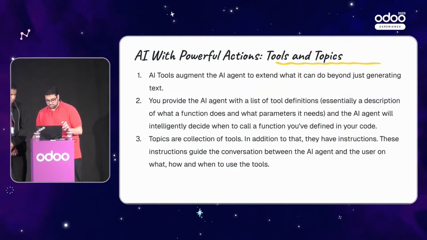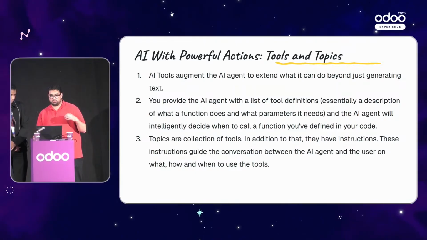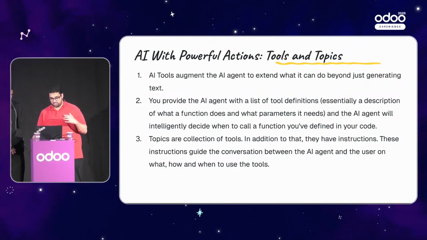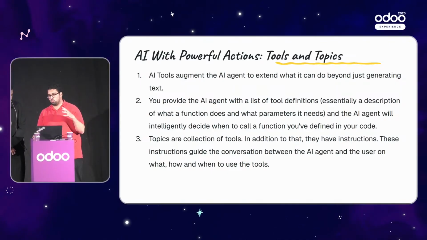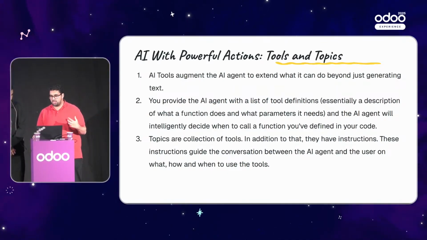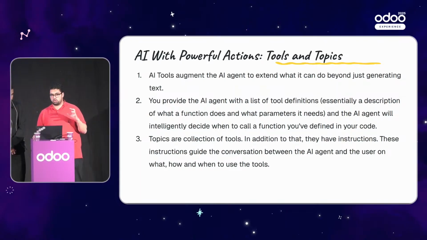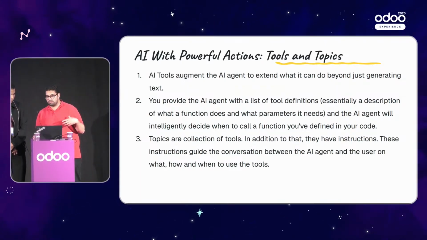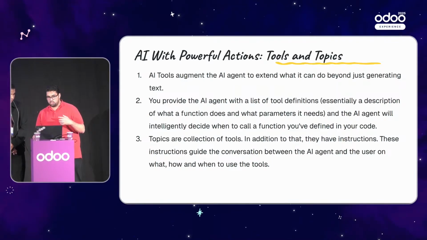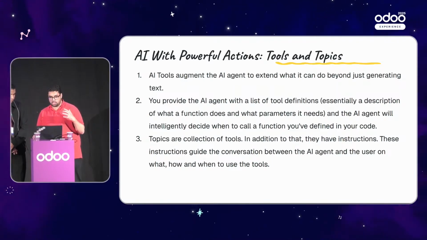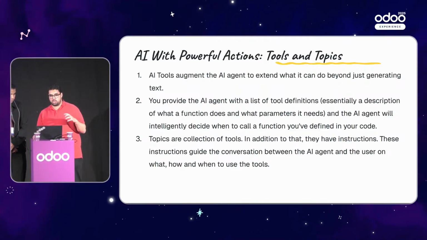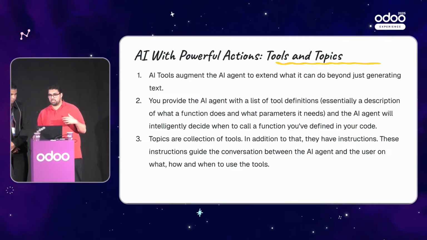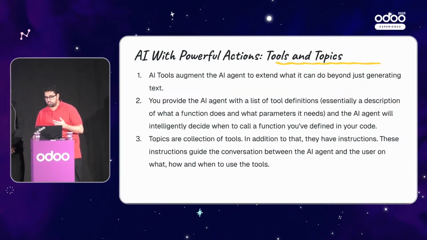And we also have this notion of topics, which basically is a group of tools for a specific purpose. So one of the topics that we have at Odoo is information retrieval, which contains multiple tools that can be used to fetch data from the database, so that the AI can answer questions like what is the volume of sales of a specific product that we have.